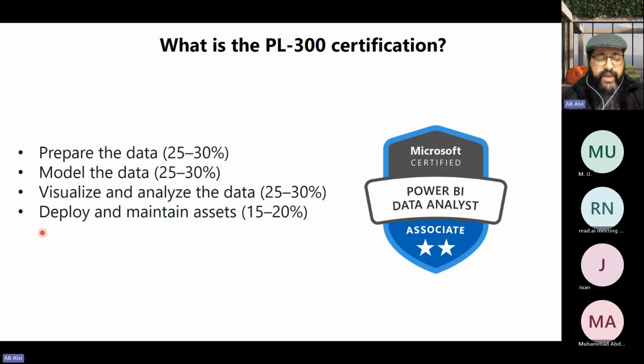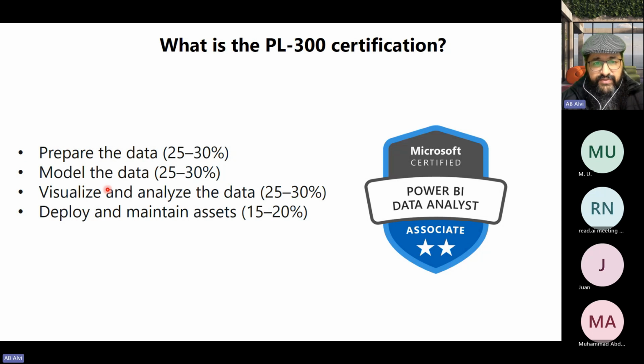And then once you have developed everything, you have to deploy it or share it with the other people for whom you are working. So this part is related to how you deploy and manage what you have developed. So the PL 300 exam has these four learning paths, and these are very similar to how you do Power BI development in real life.